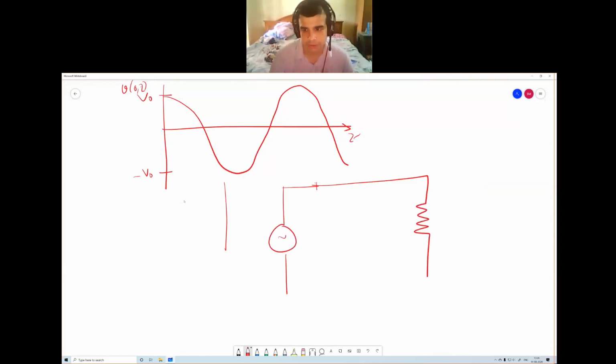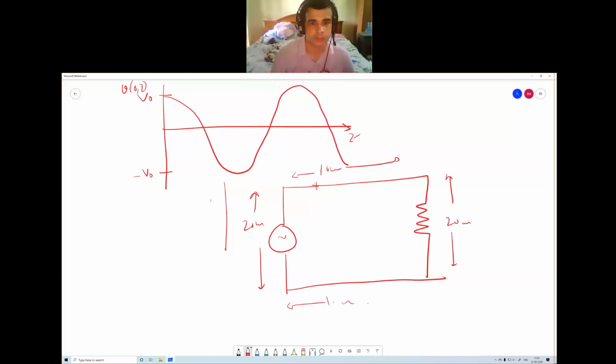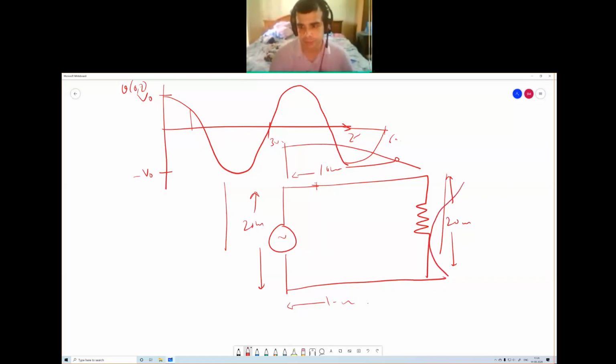In our circuit, this was 20 centimeter, this was 10 centimeter, this was 20 centimeter, this was 10 centimeter. So, up to this was 60. So this will be up to 30. Something like this will be around 10. So it will be something like this. It will fall further, then rise again.